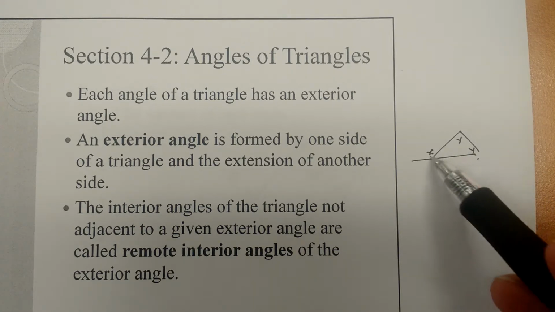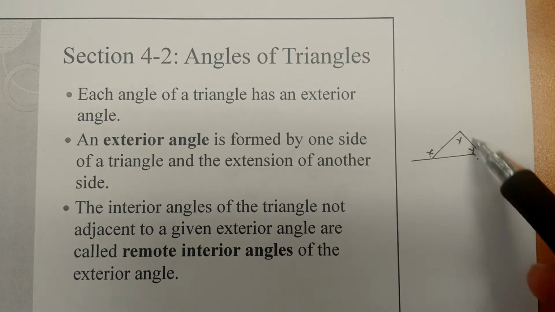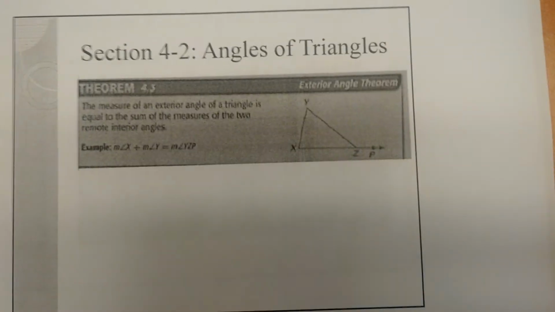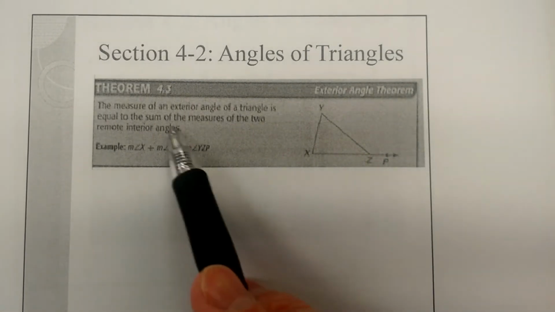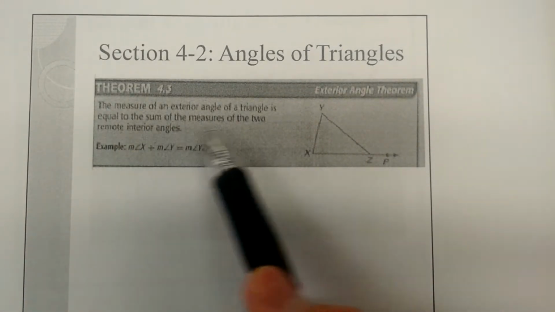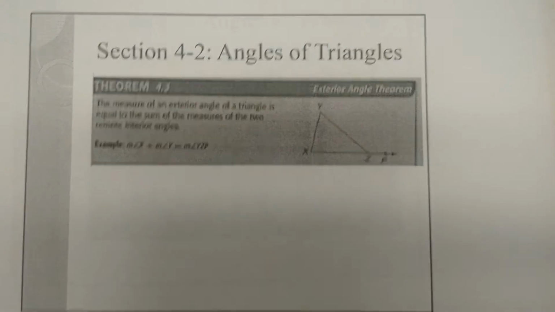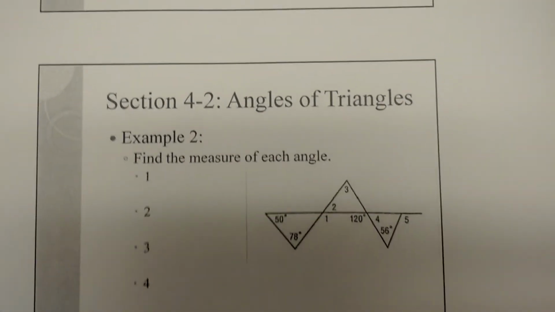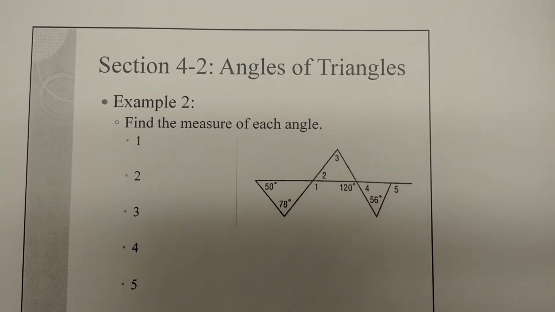Now, the exterior angle is the sum of the remote interiors, which is what theorem 4.3 says here. The measure of an exterior angle of a triangle is equal to the sum of the measures of the two remote interior angles. So example 2 here, we'll work our way around and find all the values.